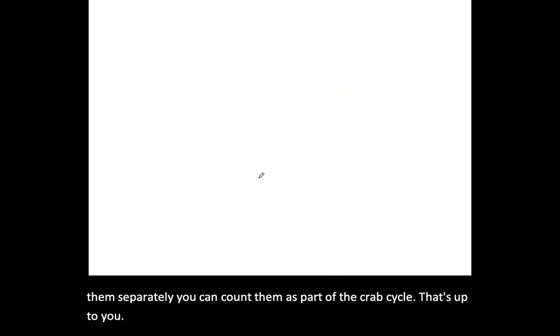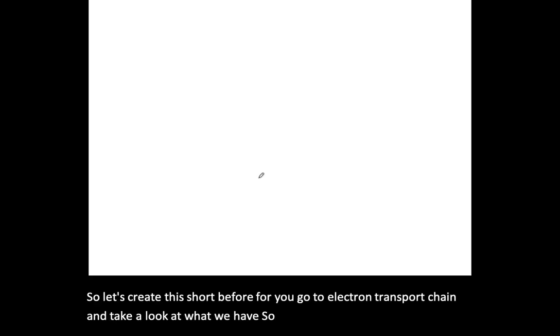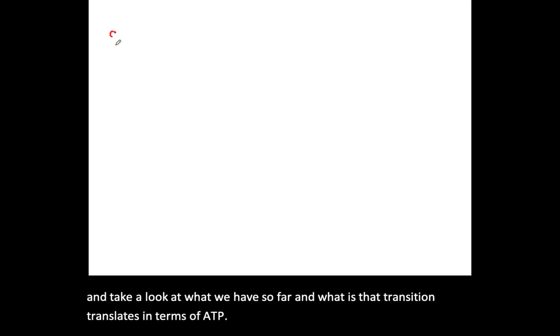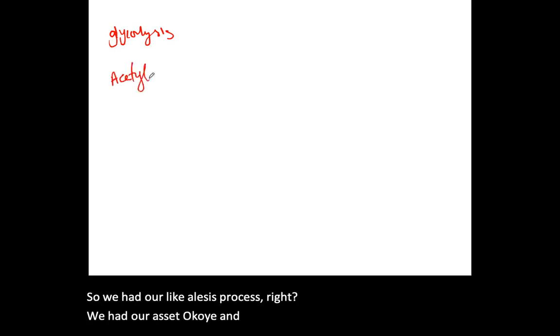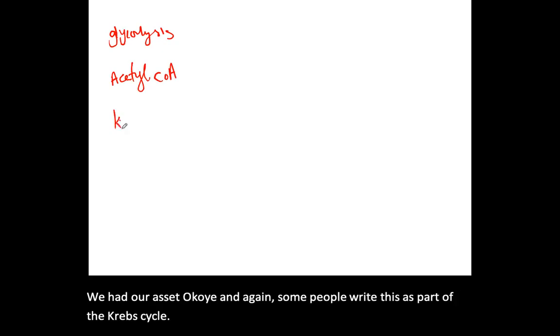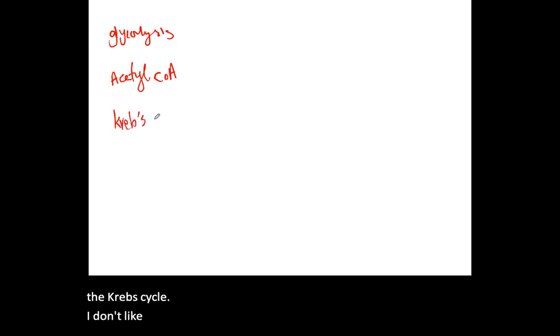So let's create this chart before we go to the electron transport chain and take a look at what we have so far and what that translates into in terms of ATP. So we had our glycolysis process, right? We had our acetyl-CoA, and again, some people write this as part of the Krebs cycle. I don't like that, so I write it as a separate step because then you can keep track of them.